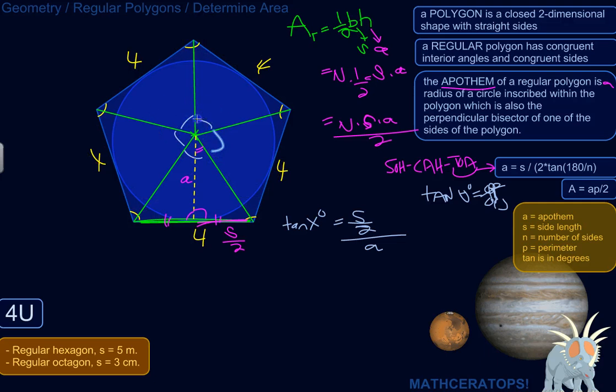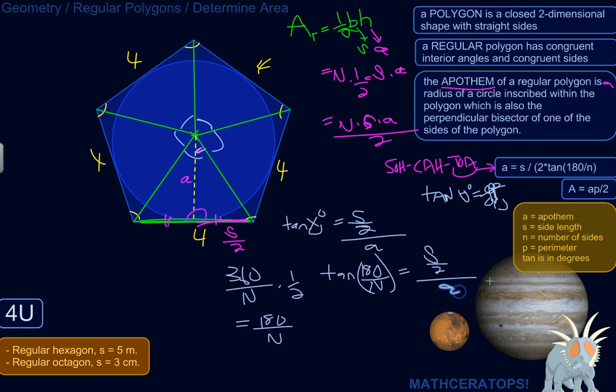So we could say that this angle measurement, or any one of these, is equal to 360 divided by the number of sides, divided by n. Okay? Well, what we're looking at is this angle here, which is half of one of those. So we would divide this by 2 or multiply by 1/2. So if we do that, we get 180 divided by n. So we get tangent of 180 divided by n is equal to S over 2 over A.